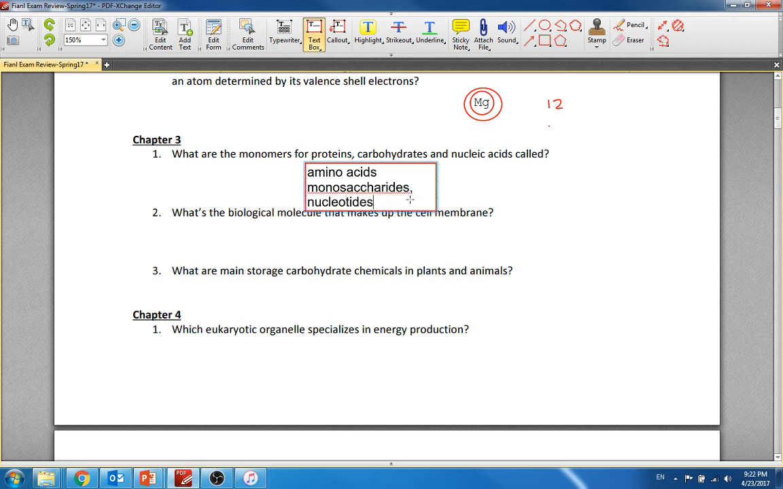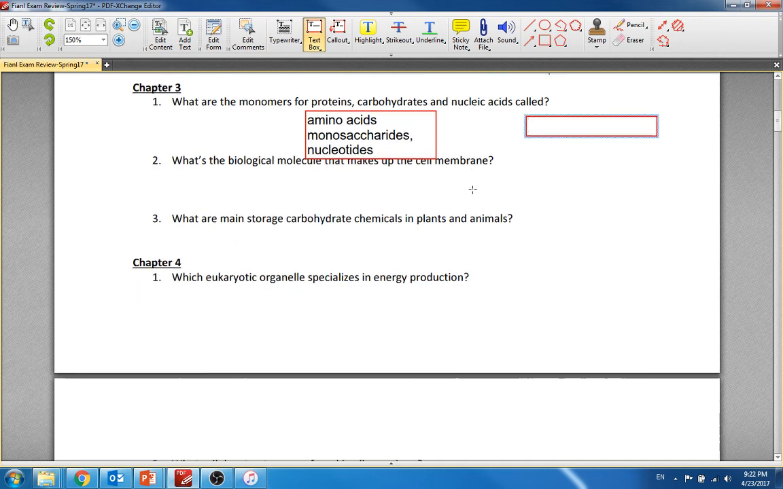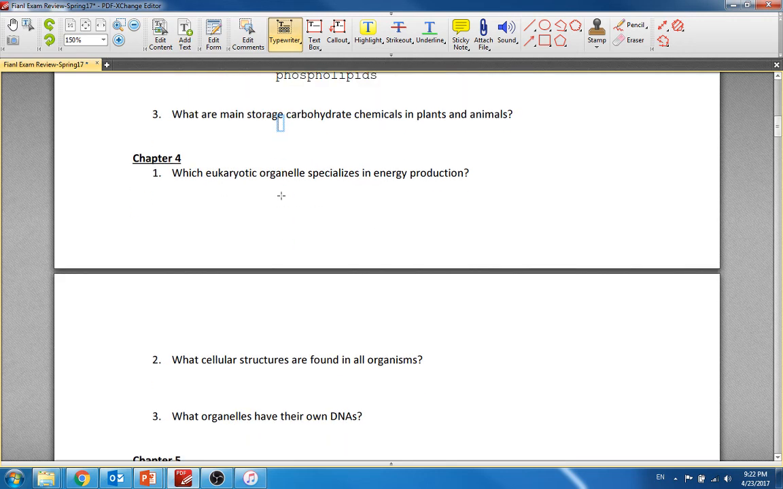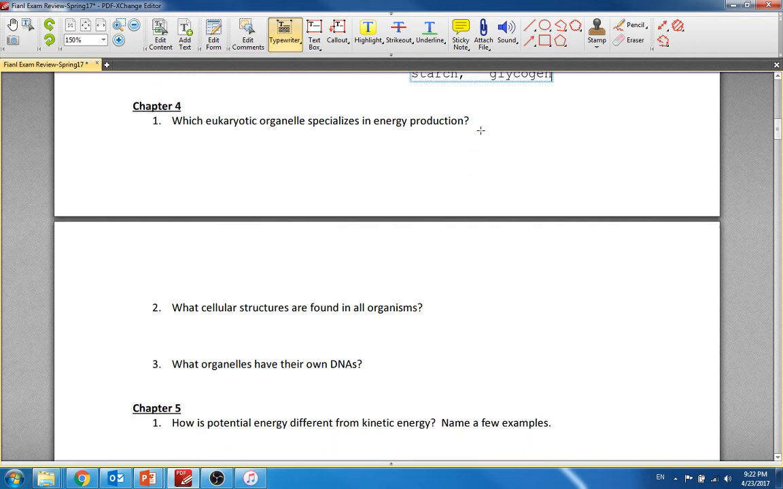What's the biological molecule that make up the cell membrane? That would be phospholipids. Remember that the cell membrane is a phospholipid bilayer. That would be the major component. Number 3, what are main storage carbohydrate chemicals in plants and animals? Remember that plants use starch to store the carbohydrates, or in animals that would be glycogen.